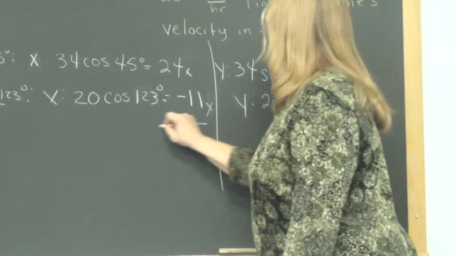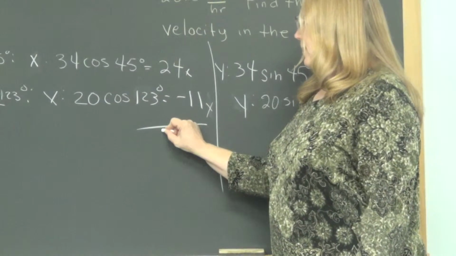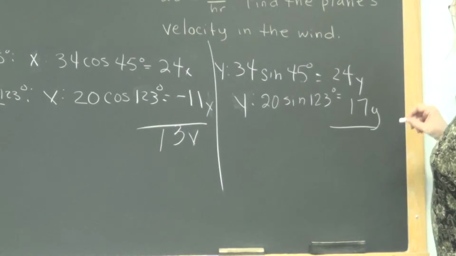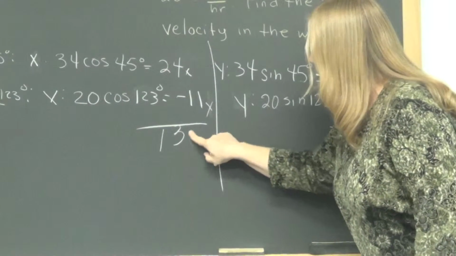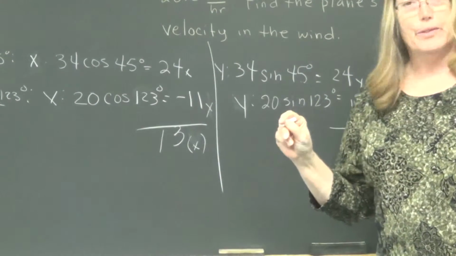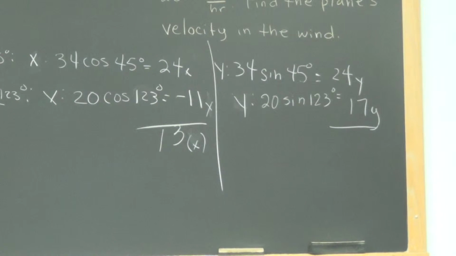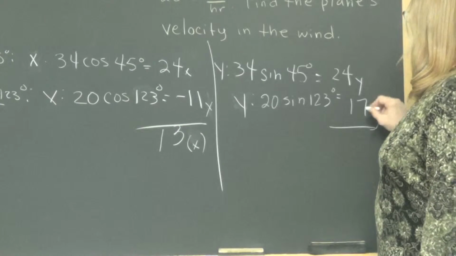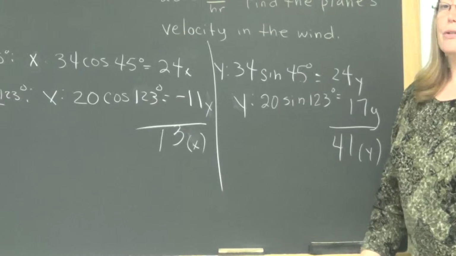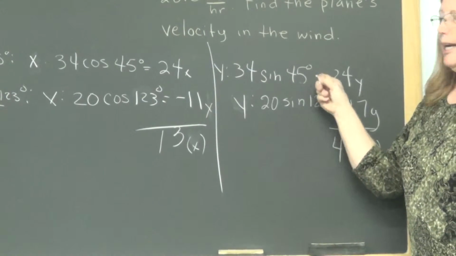So Emily Keene, 24 and negative 11. 13. And Brian, 24 and 17. So this is my X. I've just put in X to remind myself. There's not a true X variable sitting there. It's just an X value that reminds me that's the X component. Brian, 24 and 17. 41. All right. So when you add vectors, you must be in X and Y components. X to X, Y to Y.